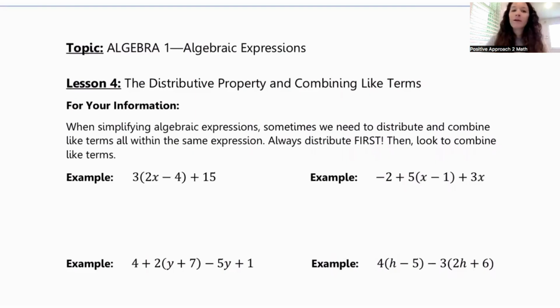We are moving right along in our algebraic expressions topic. We are going on to lesson 4, where we put the best of both worlds together. We put lesson 2, combining like terms, with lesson 3, the distributive property. So we're basically looking at an algebraic expression, something with a bunch of terms, but this is a little bit more complex. It's going to have some parentheses involved where we have to distribute first, and then we will have to check and see if we can simplify by combining any like terms.